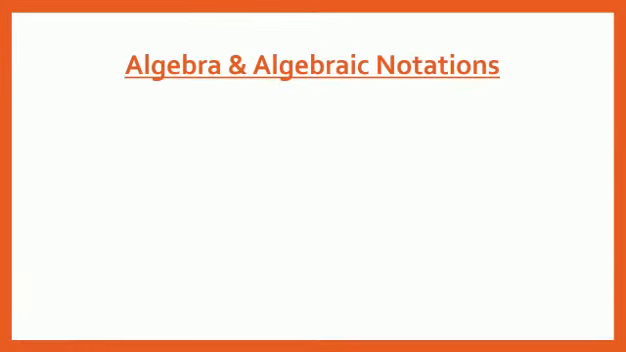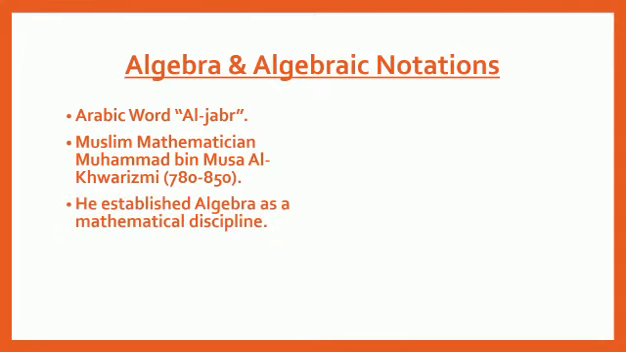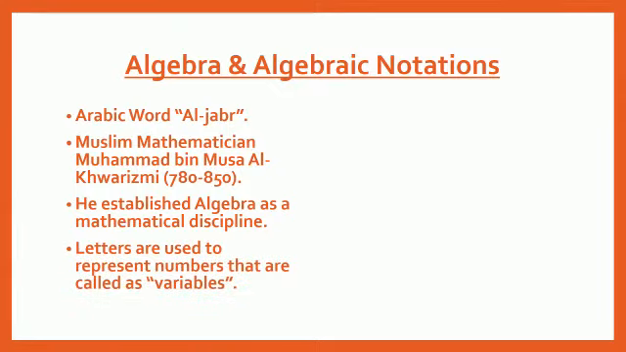Let's have an introduction to algebra. The word algebra comes from an Arabic word, al-jabr, that literally means restoration. Its roots can be traced to a Muslim mathematician, Muhammad bin Musa al-Khwarizmi, who established algebra as a mathematical discipline that is independent of geometry and arithmetic. Students, in algebra, letters are used to represent numbers that are called variables.